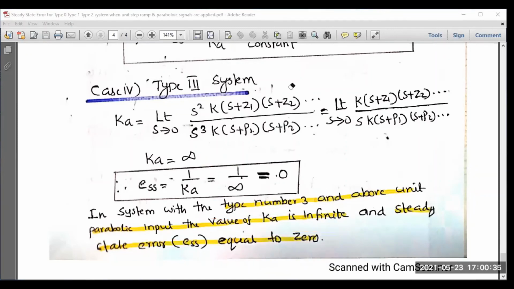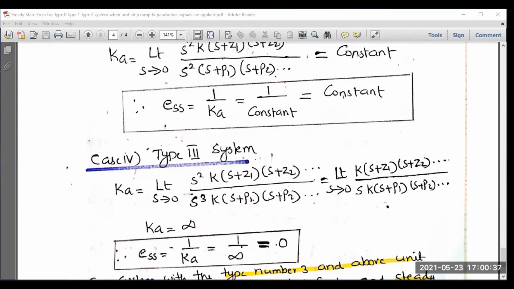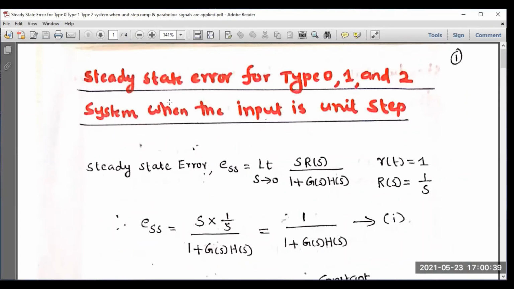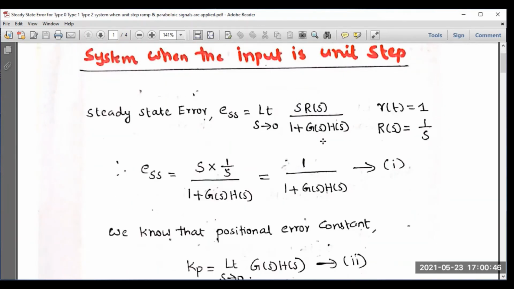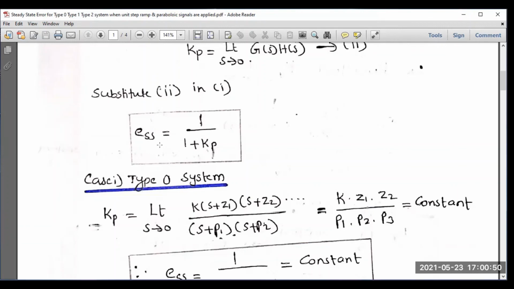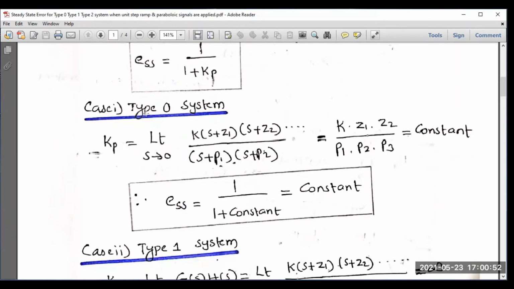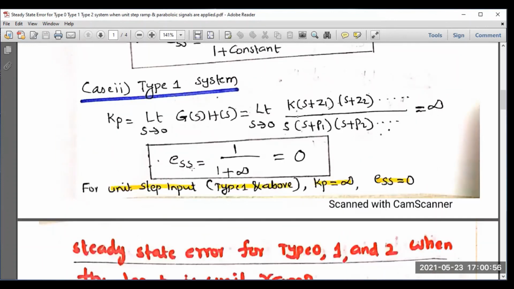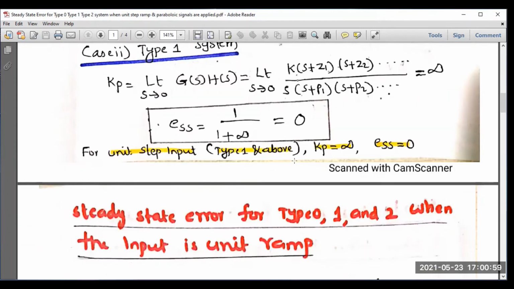So in this session, I have discussed 3 cases. The first case was the steady state error for type 0, type 1 and type 2 when the input is unit step. So I made the condition. First I computed Kp, and afterwards the steady state error. Then I computed for type 0 system the value of Kp and ESS. Then for type 1 system, I computed the value of Kp and ESS.